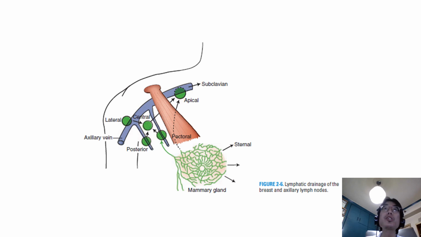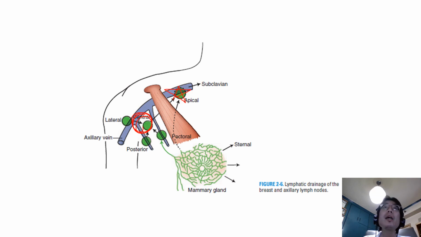ascend to enter the lateral axillary nodes, which drain first into the central axillary nodes, which we are encircling here. And then, after passing through the central axillary nodes, the lymph passes into the apical axillary nodes.